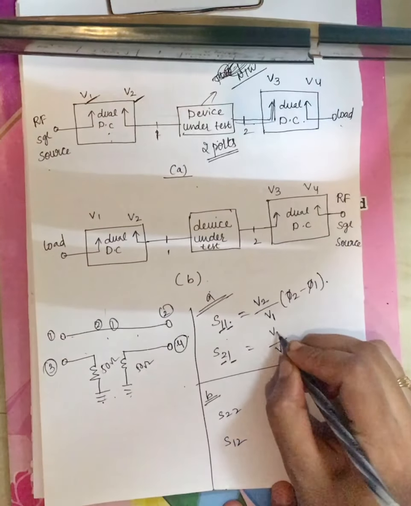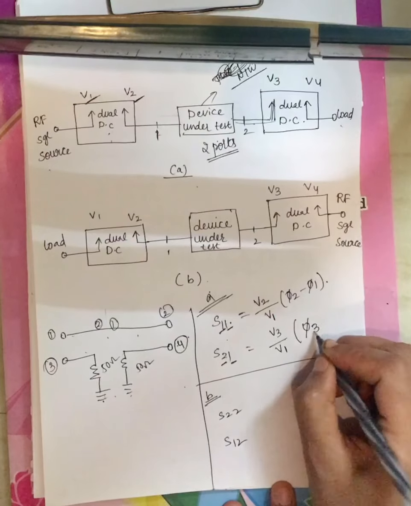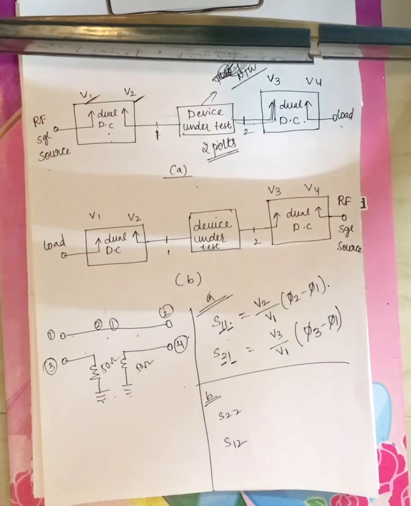V3 by V1, phi 3 minus phi 1. It indicates some phase shift, that's why you will get phi 3 minus phi 1. Now this V4 is connected to load, right? Now this is about setup A.